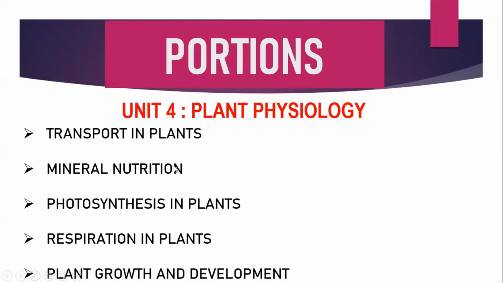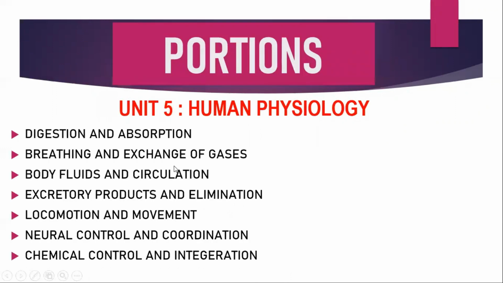The most interesting unit of +1 bio, that is human physiology, runs for about 7 chapters. We'll be discussing different physiological functions that take place in our body, like digestion and absorption, breathing and exchange of gases, body fluids and circulation, excretory products and elimination, locomotion and movement, neural control and coordination, and chemical control and integration. So we will be discussing these chapters. So this completes my class 11 portions.